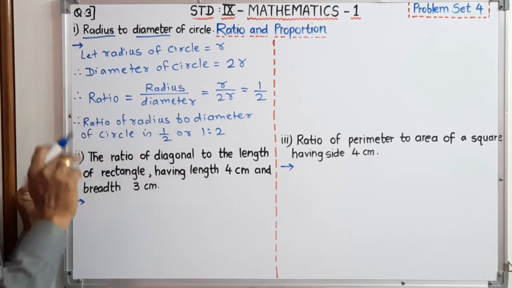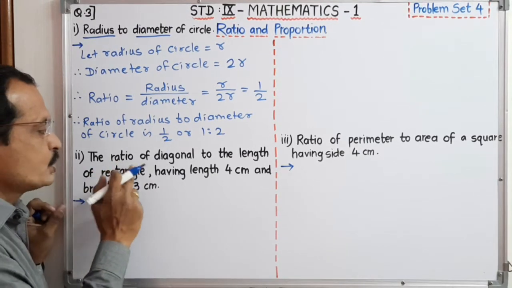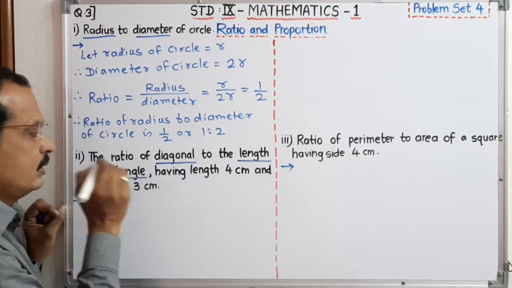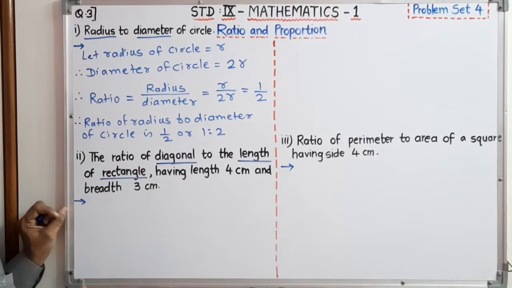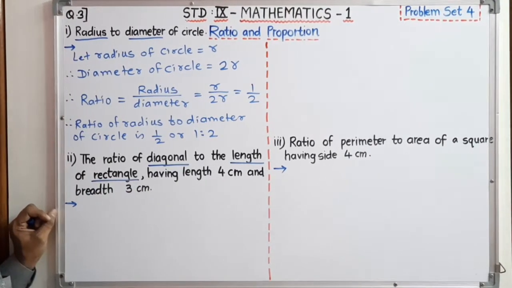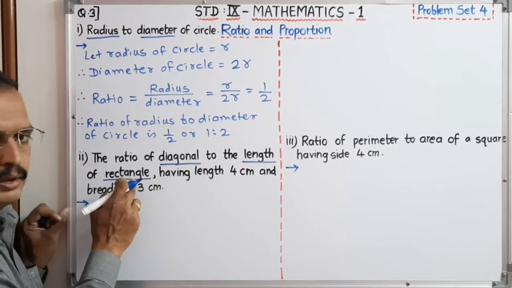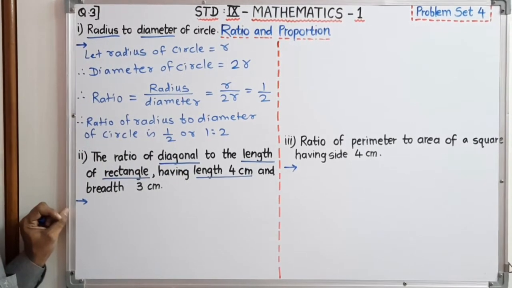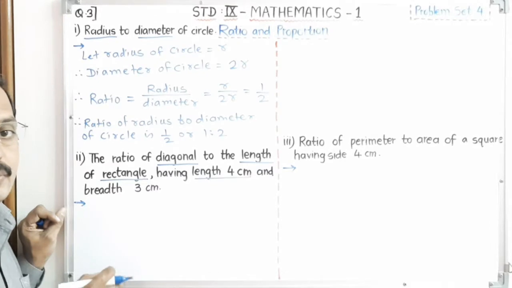Dear student, very simple. Now, dear student, see the second one. We have to find out the ratio of diagonal to the length of rectangle, having length 4 cm and breadth 3 cm. In this case, the length is given, but the diagonal is not given. That means, from this given information, first of all, we have to find out the diagonal of a rectangle.